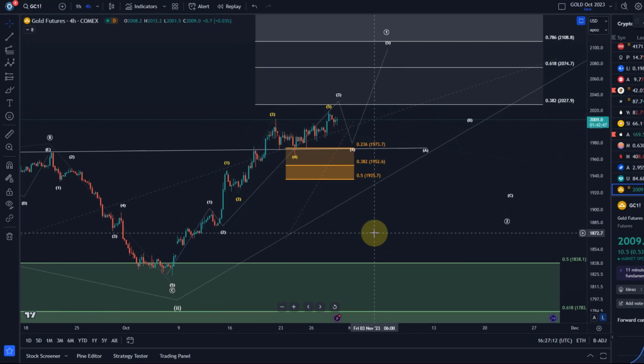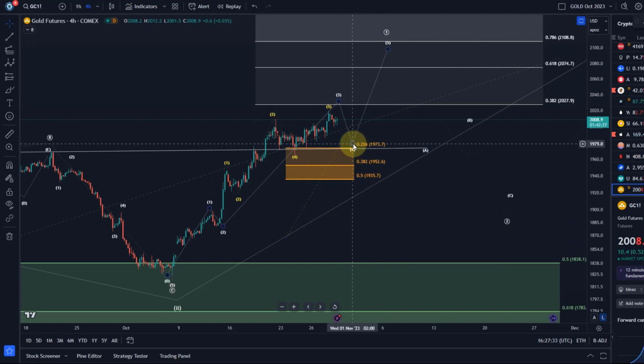I will leave the previous count as primary, okay? But it might be that we have to go ahead with this wave count if we extend much higher. If we see that, we need to consider it as an alternative. In this count, we should start wave 4 shortly.